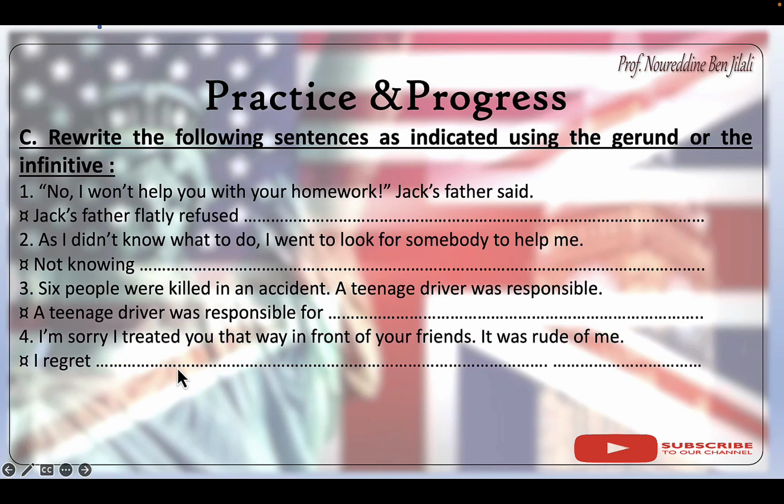Number 4. I'm sorry I treated you that way in front of your friends. It was rude of me. We need to rewrite this sentence with "I regret." So regret is followed by a gerund. The verb that we need is treated. So we can say, I regretted treating you that way in front of your friends. It was rude of me.